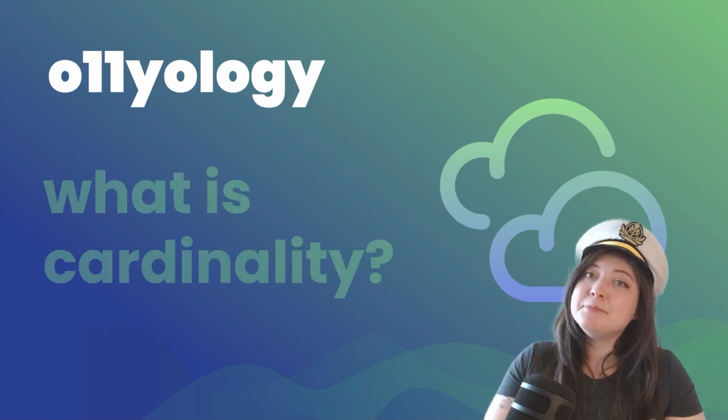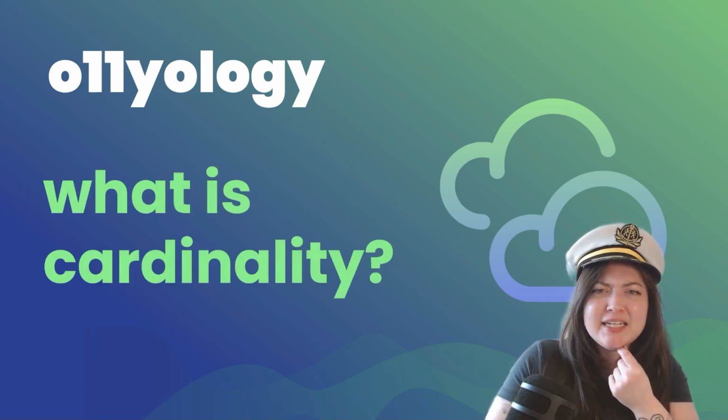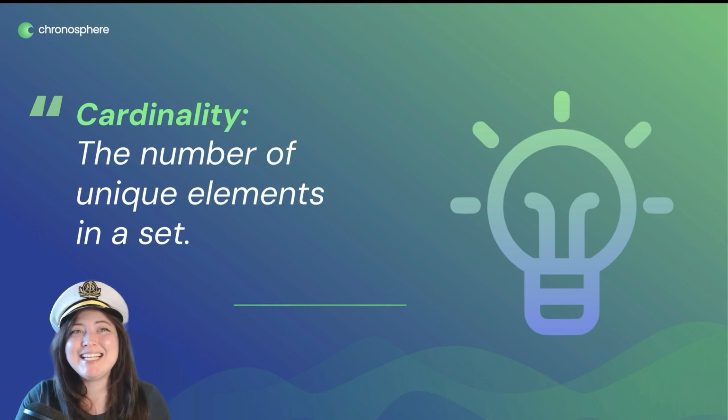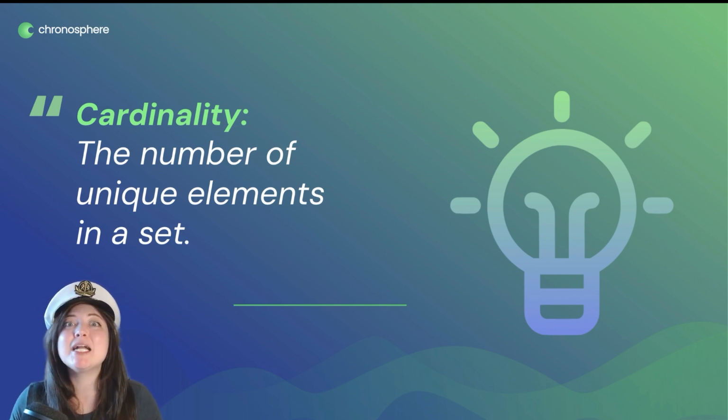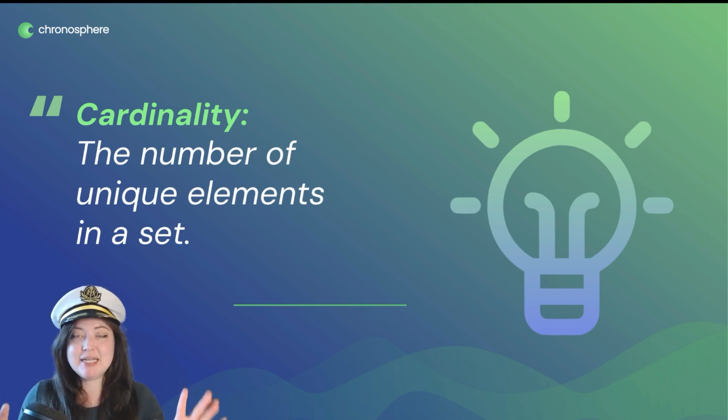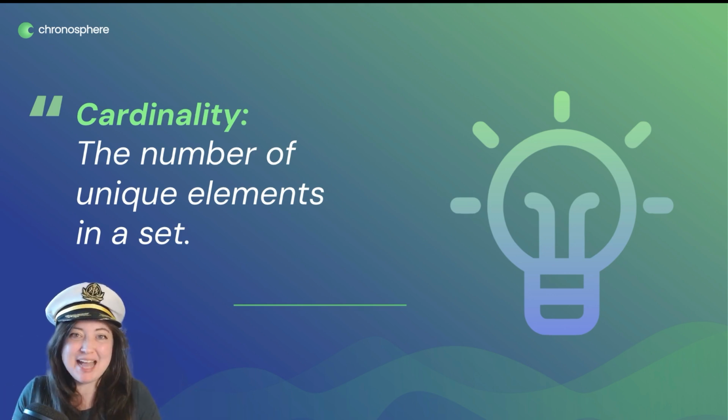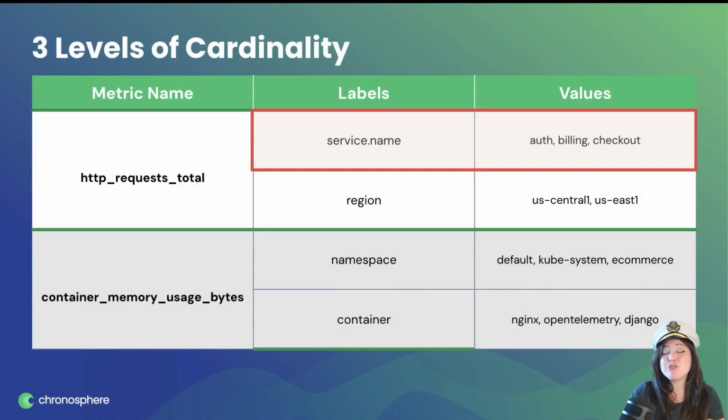Today's topic: what is cardinality? At its core, cardinality is the number of unique elements in a set. Now for observability, this often refers to the number of unique combinations across your data and including attributes for that data. Cardinality matters at 3 levels.